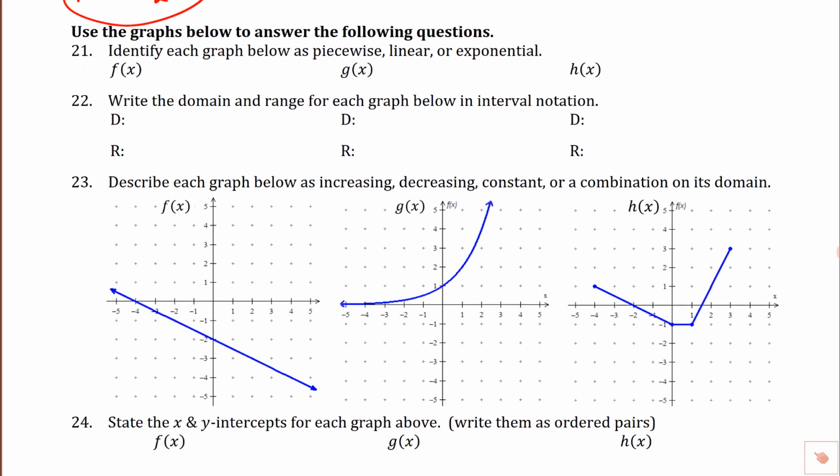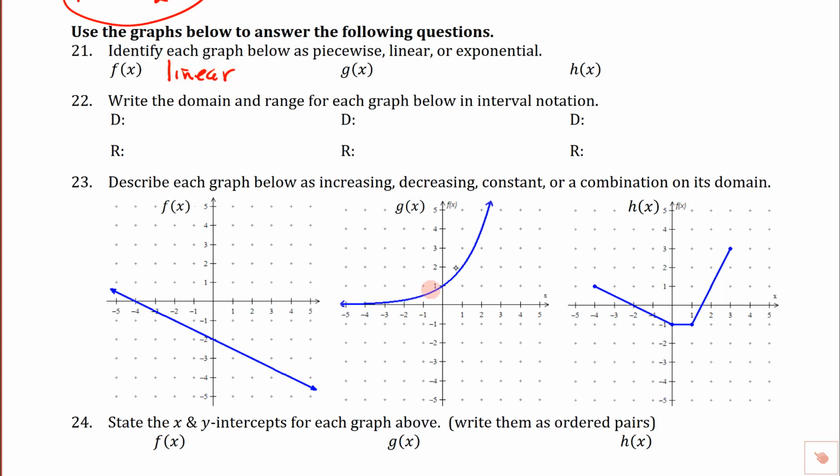It says use the graphs below to answer the following questions. So we've got these pictures. We've got f of x, g of x, and h of x sitting right here. And it says identify the graphs below as piecewise linear or exponential. Well, remember, linear means it's a line, so that's this one right here. So this one's going to be linear.